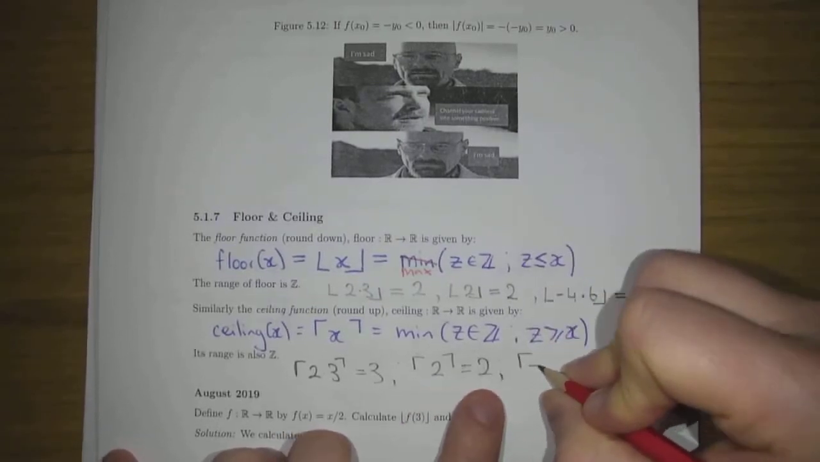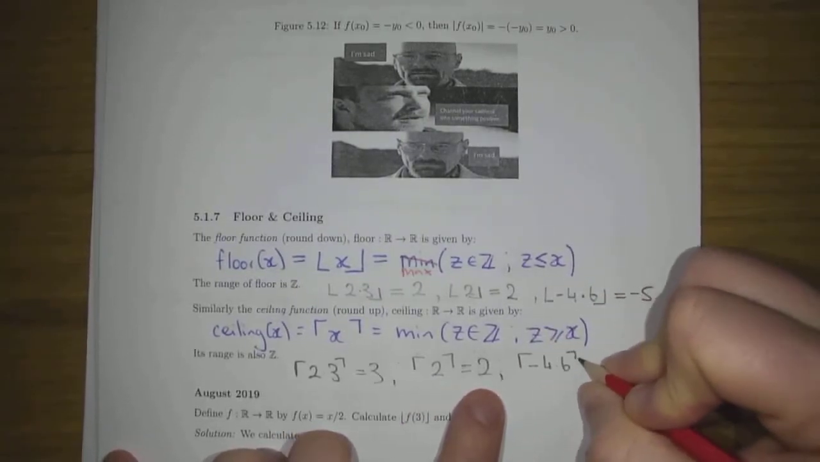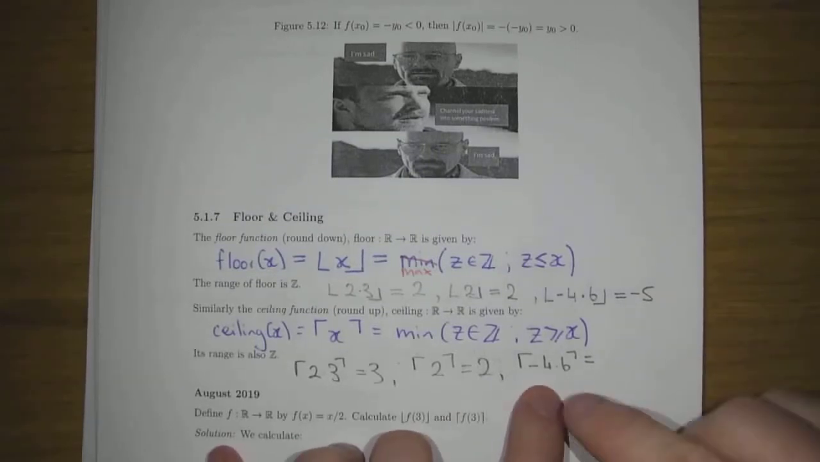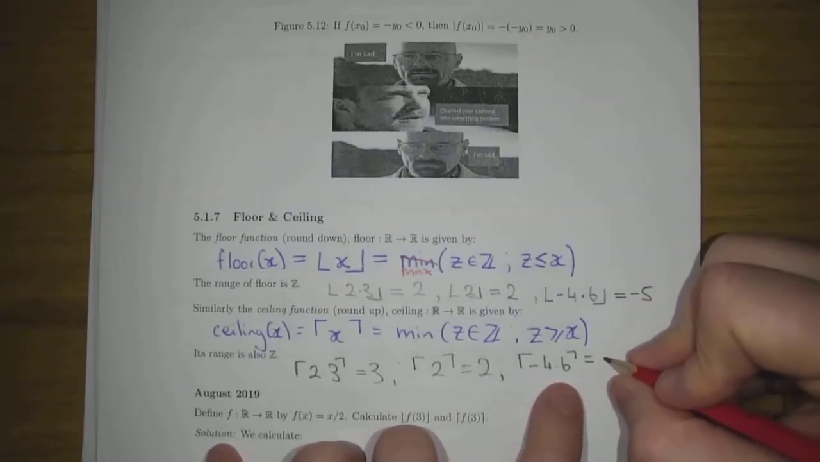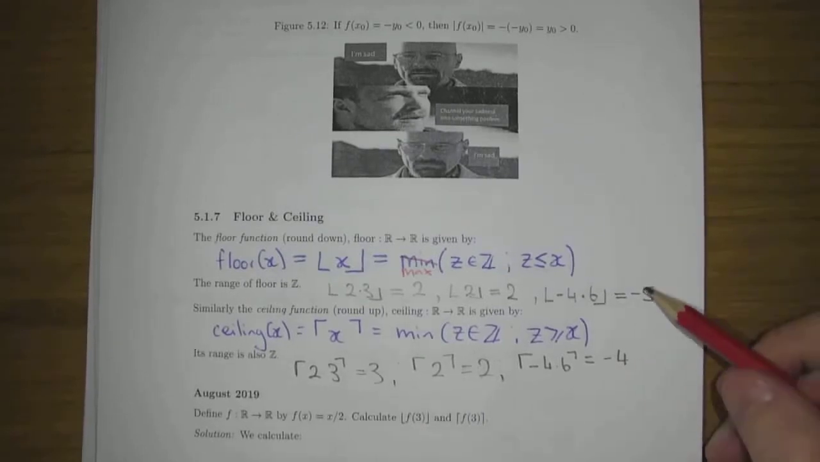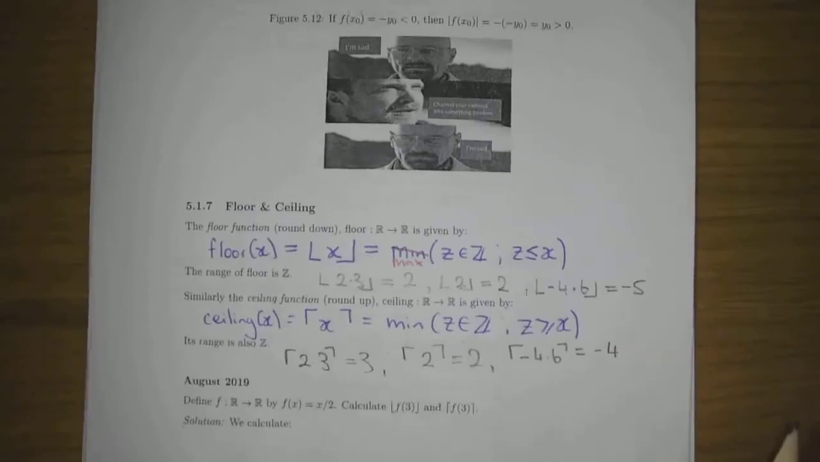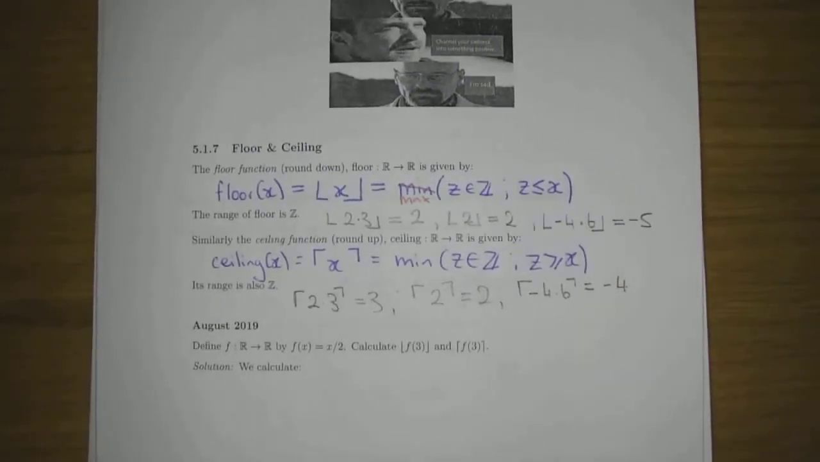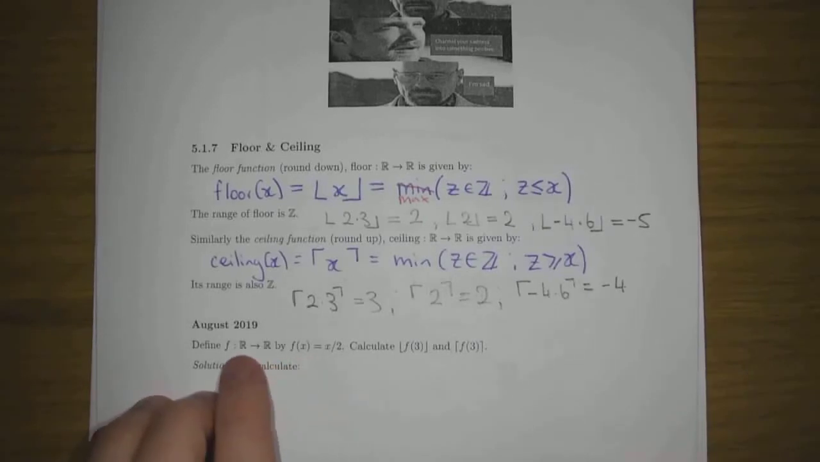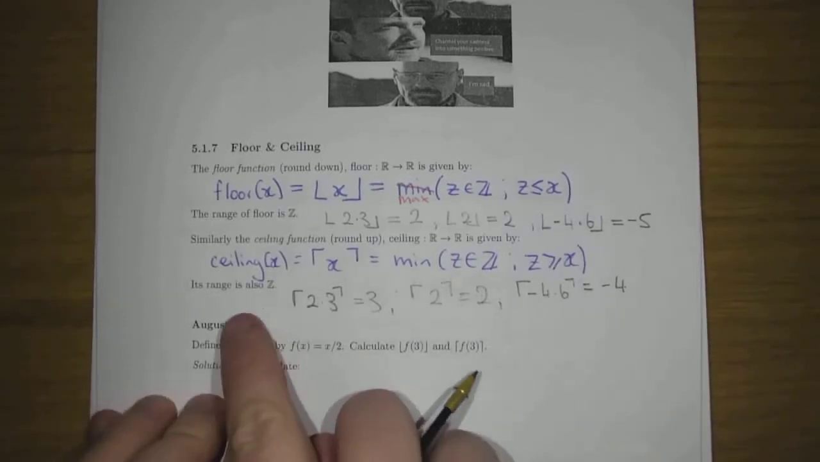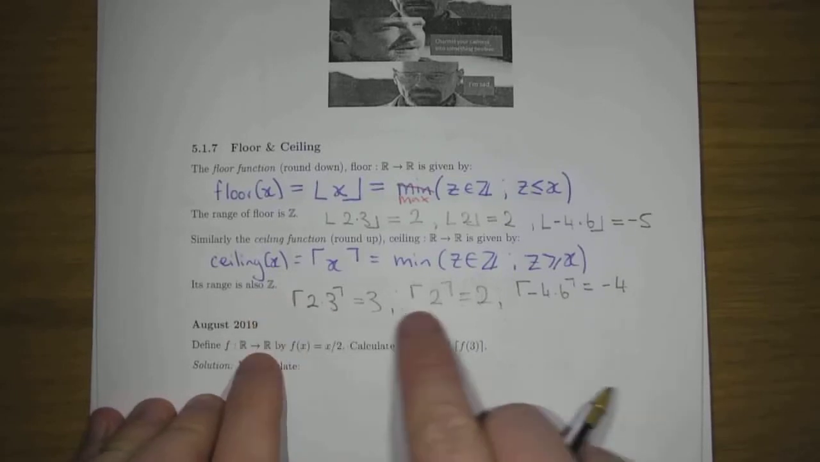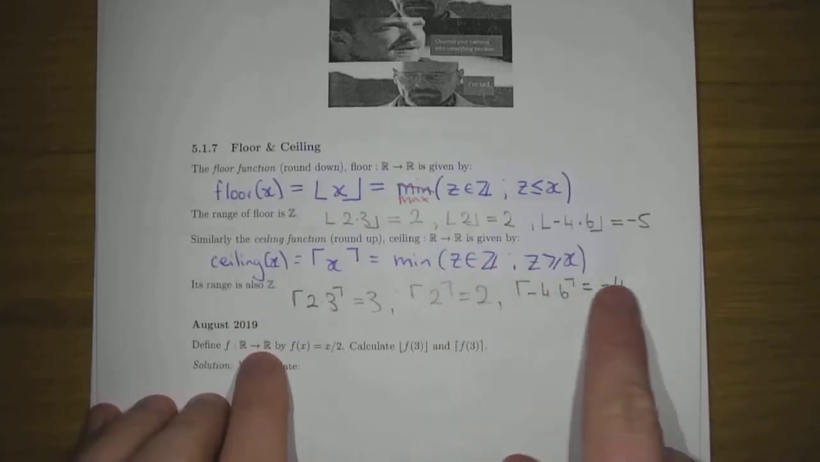And the ceiling of, say, minus 4.6 is the smallest whole number that's bigger than minus 4.6, that would be minus 4. You probably need to visualize a number line for the negative ones and think about smaller as being below and bigger as bigger. Okay. So these are obviously important functions in computer science because you're often going to be rounding. So here's an exam question. Define a real valued function. Oh, it's worth saying the range of these is Z. So every whole number is hit, but only whole numbers are hit.